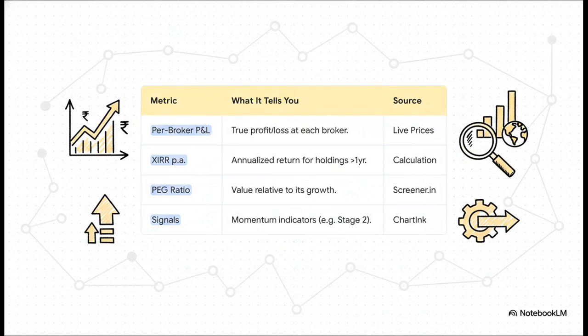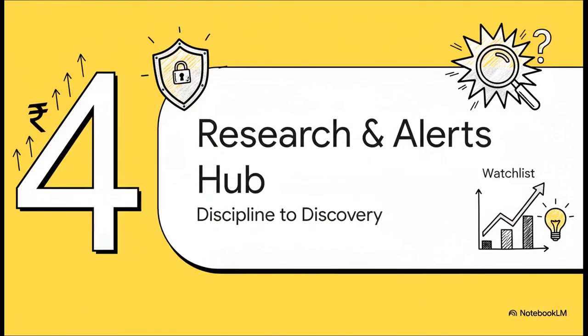So the key insight here is you're moving from one kind of misleading number to a whole dashboard of actionable metrics that the pros use. Okay, let's keep moving. Having the data is one thing, actually acting on it is a whole different ballgame. Next up, we're going to look at 2 critical tabs that turn this from just a tracking tool into a real decision-making engine: alerts for discipline and the watch list for discovery.